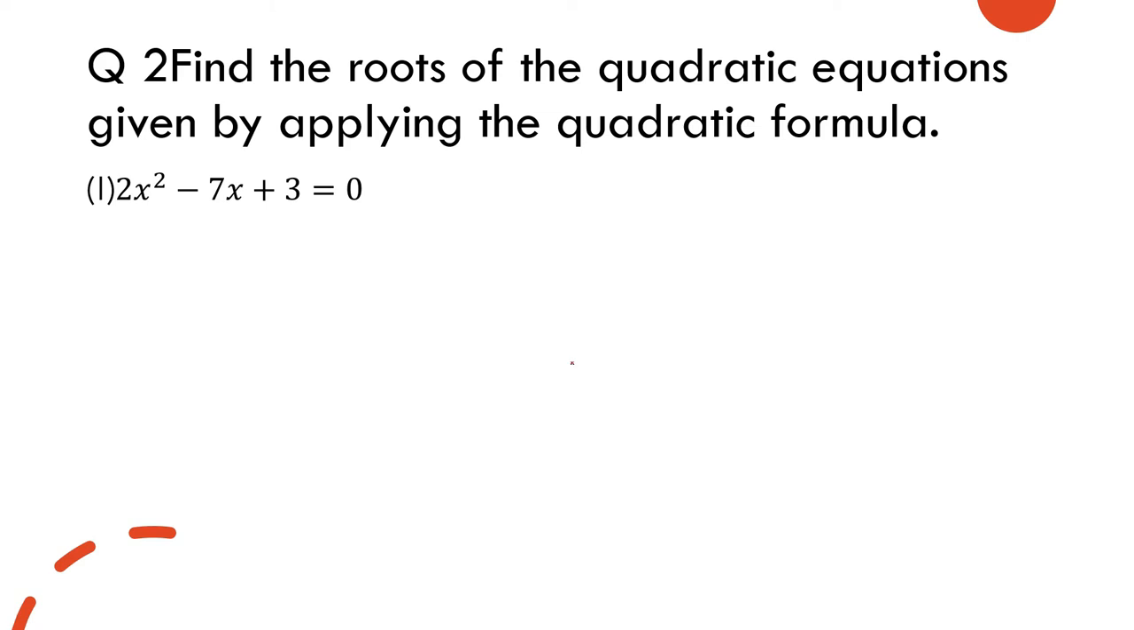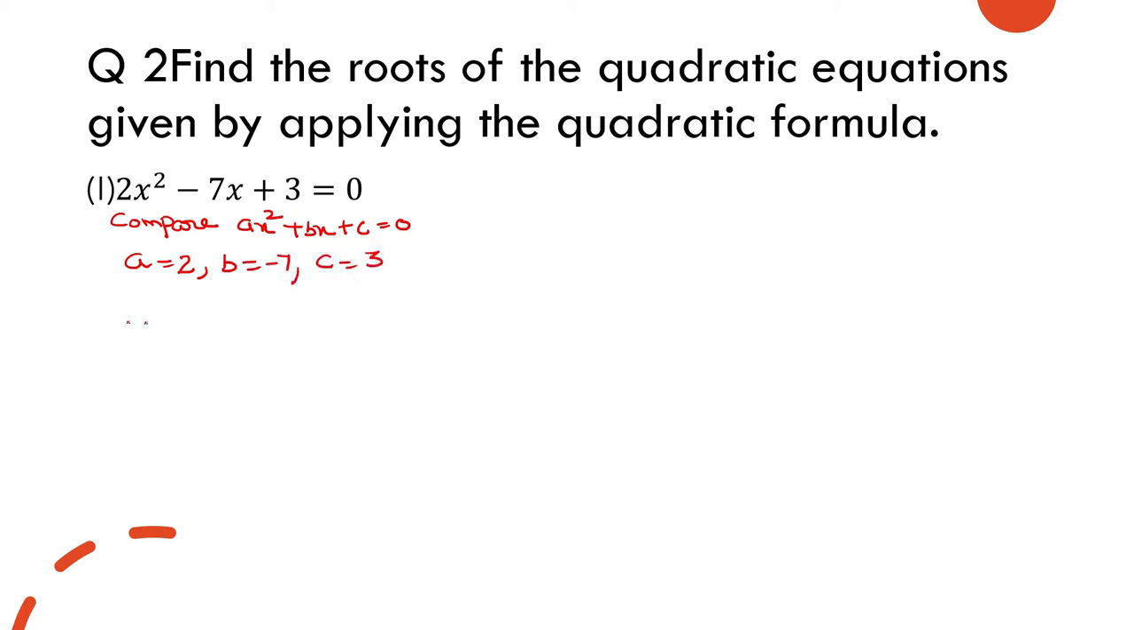Let's take an example to explain it. Find the roots of the given quadratic equation by applying the quadratic formula. First of all, we have to see whether it is in standard form or not. Here it is already in the standard form. So compare it with the standard form ax square plus bx plus c is equal to 0. Here we get a as 2, b as minus 7 and c as 3.